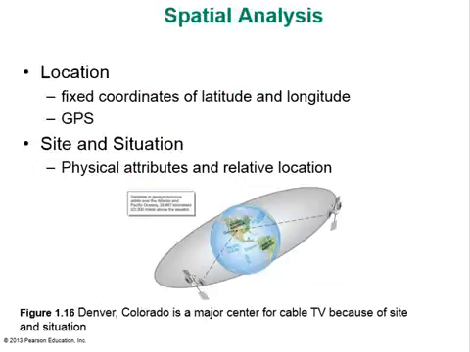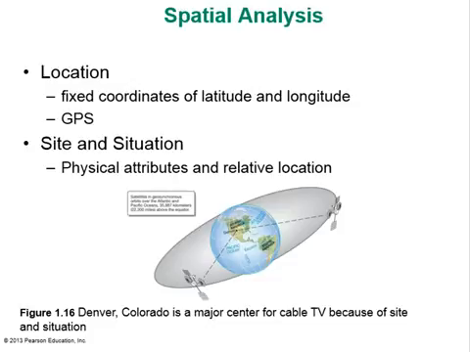So for spatial analysis, we are looking at those coordinates of latitude and longitude where they intersect, and we use global positioning satellites to help us figure that out. And when we start looking at the analysis of a place, we're interested in its site and its situation. So its site refers to its physical attributes. So that would be things like, what's the soil like? What's the vegetation like? What's the water like? What's the terrain like? How much sun does it get?